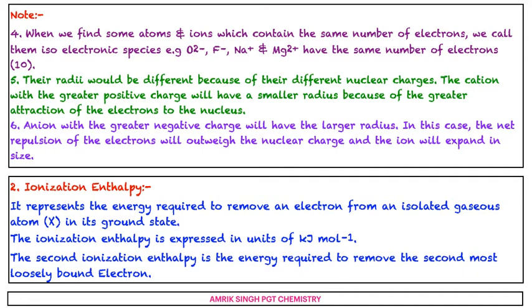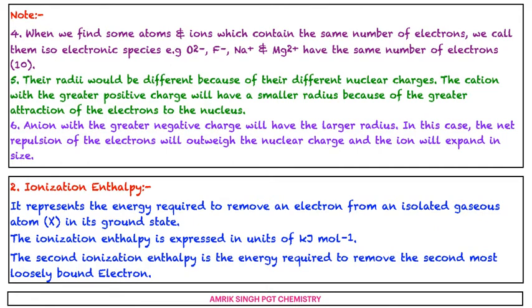Point number 5: their radii would be different because of their different nuclear charges. The cation with the greater charge will have the smaller radius because of greater attraction of electrons to the nucleus. The atomic number of magnesium is 12, meaning 12 positive charges, so it will have the smallest size. Now sodium 11, fluorine 9, oxygen 8. The size of oxygen will be highest, then fluorine, then sodium, and then magnesium.